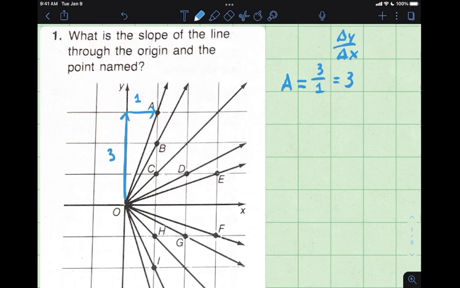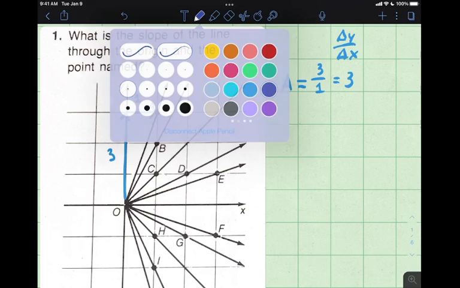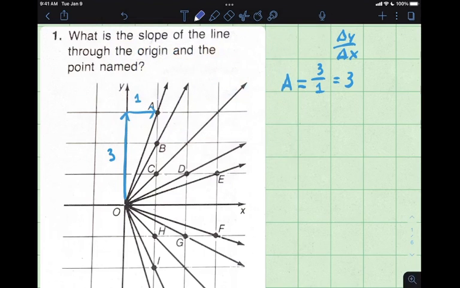Let's do another, maybe letter D. This time around, maybe we'll go right 2 up 1. Right 2 up 1. For letter D, we have, let's see, change in y. So we went vertical change, the rise is 1, and we went right 2. Our slope here is 1/2.